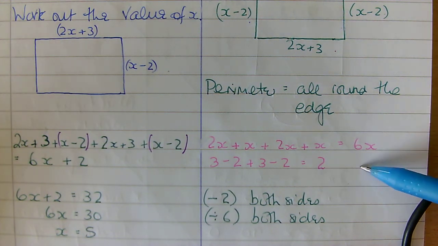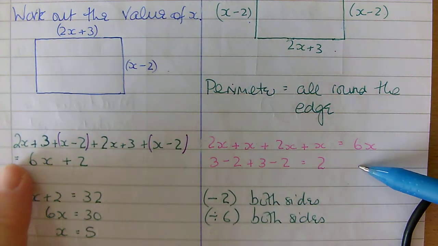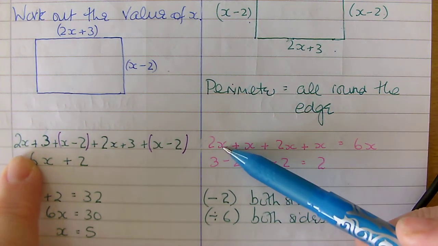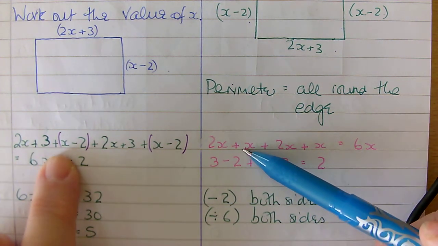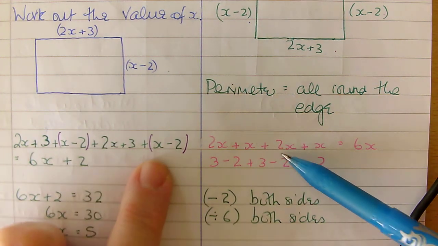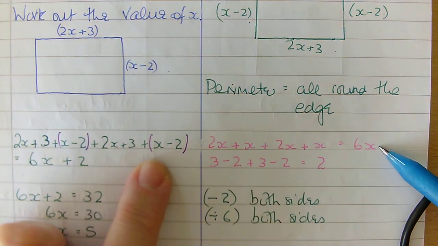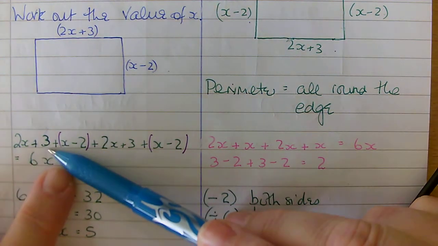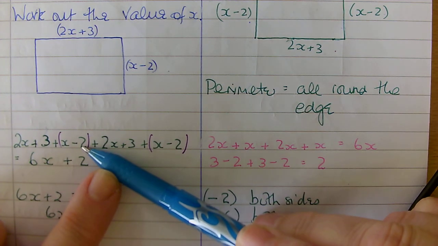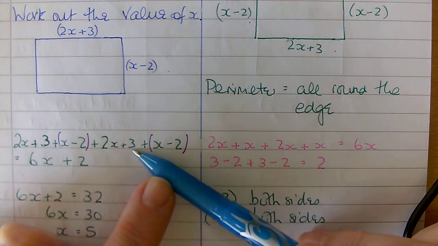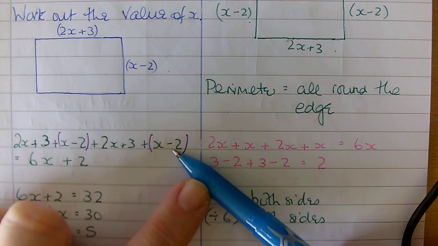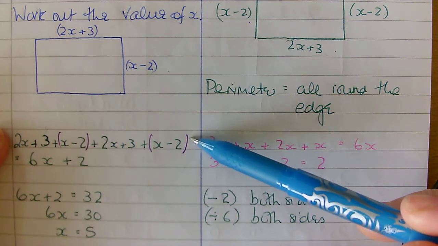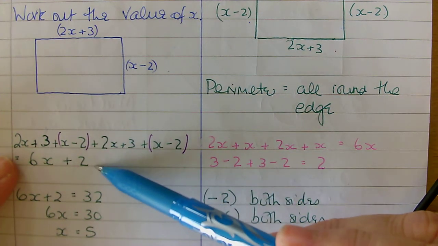Now what I've written here in pink is indeed the tidying of those terms. So I've looked at everything that involves x: 2x plus x plus 2x plus x, and altogether that gives me 6x. And then I've looked at the numbers. So I've got 3 take 2, which is 1, and then that happens again here, 3 take 2, which is 1, and 1 plus 1 is 2. So all of that tidies up to 6x plus 2.